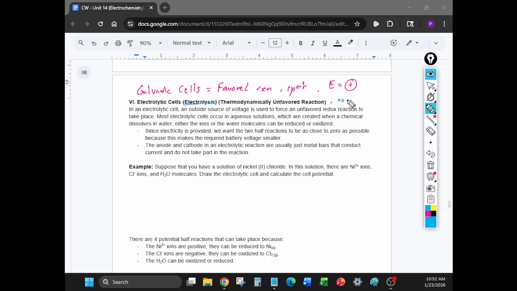That means they are non-spontaneous. And that means for electrolytic cells, the reduction potential has to be a negative number. This is the key difference between the two. Galvanic cells, the electrical potential is positive. Electrolytic cells, electrical potential is negative. So the difference is galvanic cells, they happen on their own.